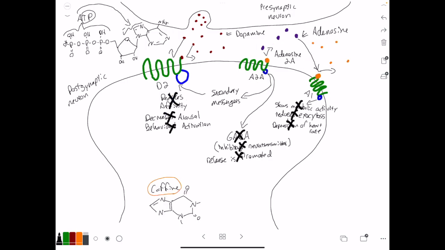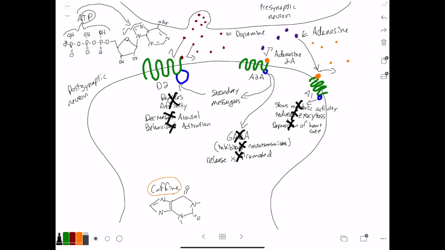Okay, just one little extra note here is I want to make sure that I write this out in specific. I think I might have said agonist before, and that was incorrect, right? Caffeine is not an agonist.